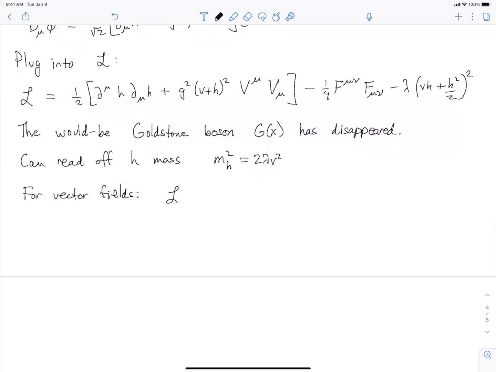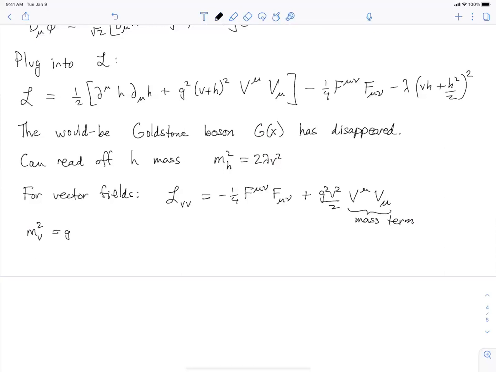okay, the Lagrangian with 2 vector fields has the usual QED part, the F_mu nu, plus g squared v squared over 2 V_mu, which is a mass term for the new vector field. And in fact, now we can read off what it is. m_V squared is g squared v squared.